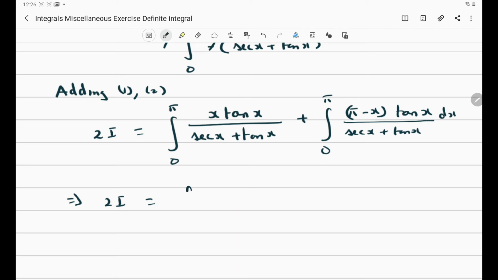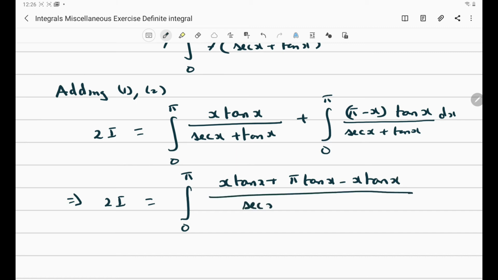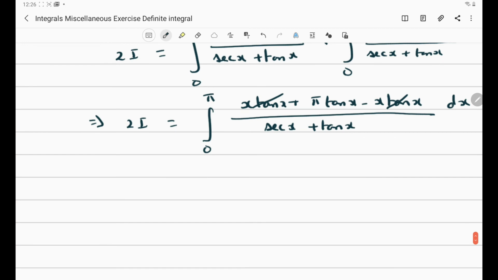So 2I is 0 to pi, since both are under the same limits we can add both the integrands. We get this as x tan x plus pi tan x minus x tan x by secant x plus tan x dx. So x tan x gets cancelled, and therefore we get this as pi into integral 0 to pi tan x by secant x plus tan x dx.